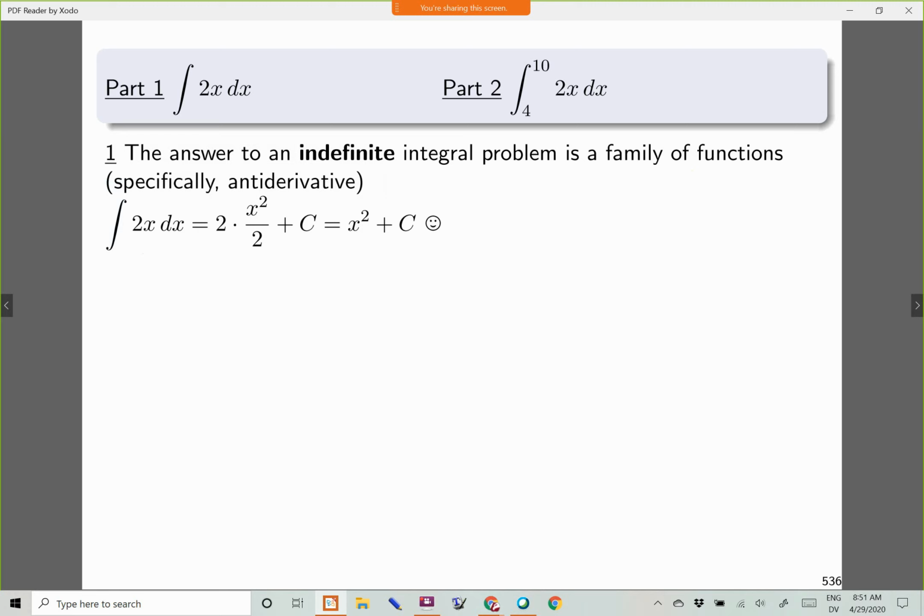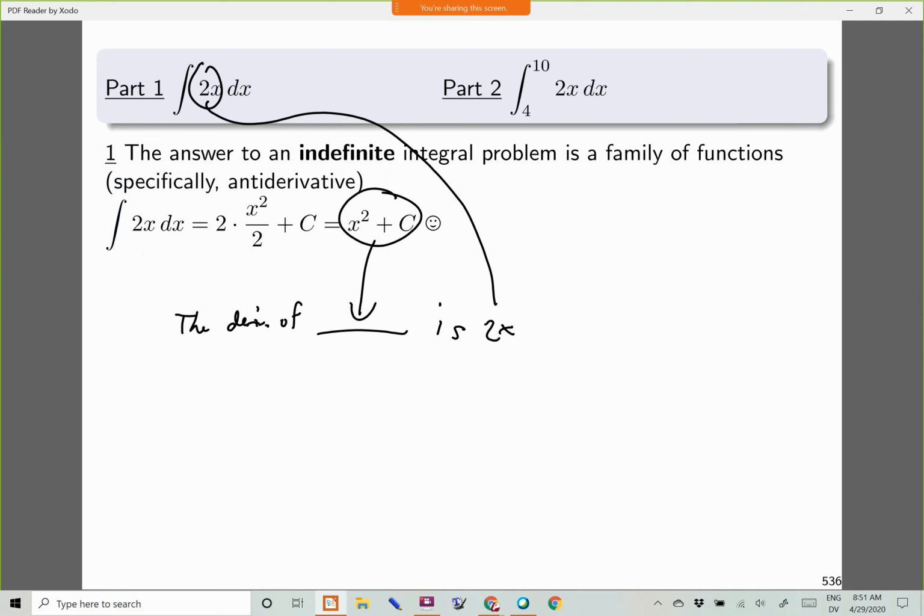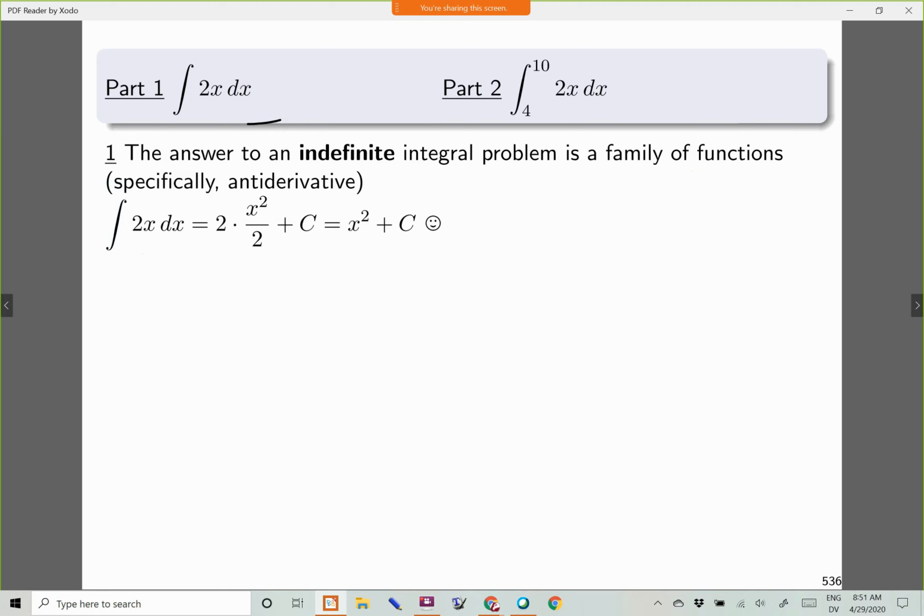If you don't want to do it quite this way, you could have directly just answered by asking the derivative. It's an antiderivative problem, so the derivative of what thing is 2x? And the response would be x squared plus any number of your choice. X squared plus 2, x squared plus 28, x squared plus 300. Okay, so that's this. That could have been done directly, right?